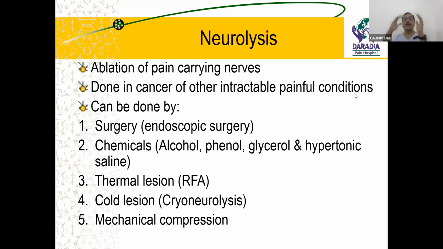Advantages: suppose your target is big and you know that with radio frequency or with cryo, you cannot make a big lesion. Say for example, the celiac plexus. So the celiac plexus, where is it situated? It is situated around the celiac trunk. Its size is big. And not only that, it is around the celiac trunk. So there, ablating the celiac plexus is almost impossible.